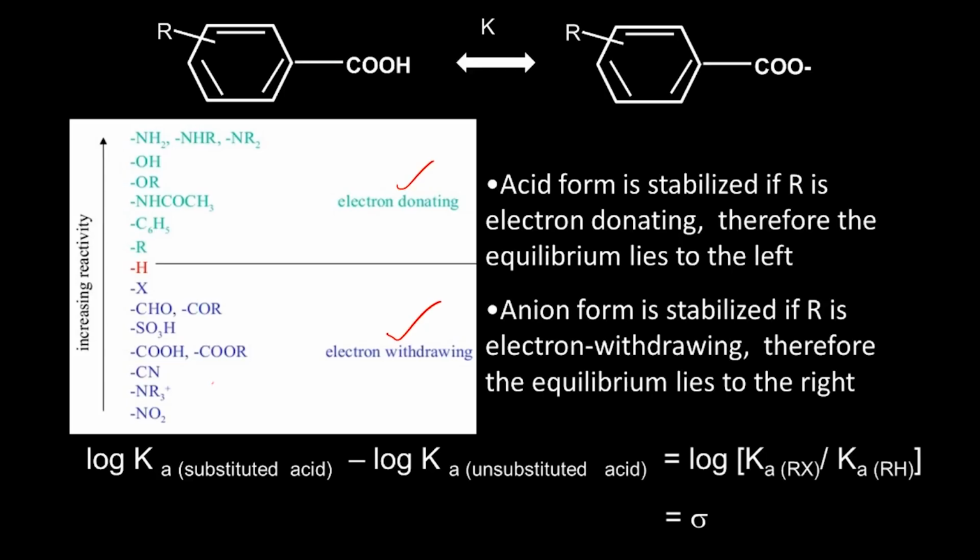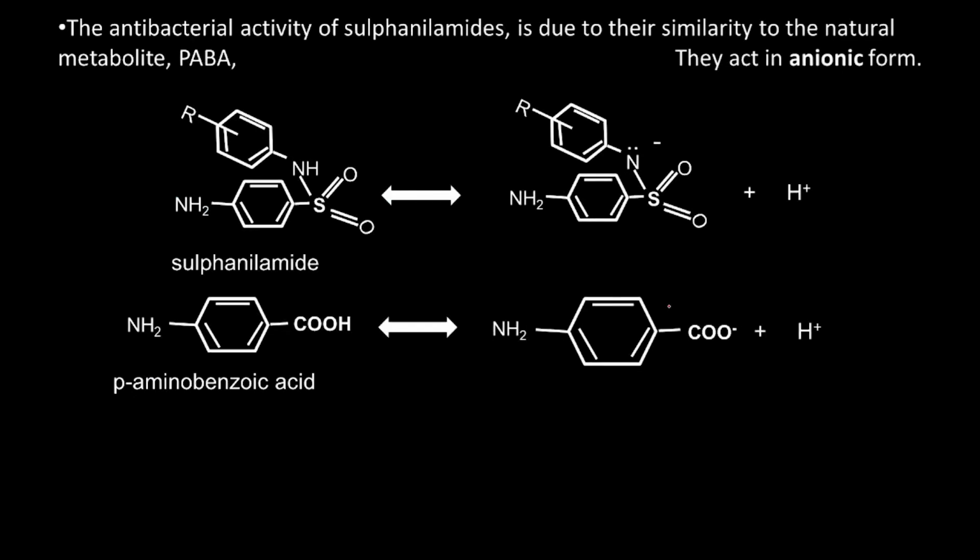So log Ka of the substituted acid minus log Ka of the unsubstituted acid, that is called sigma. So why does all this come into the picture?